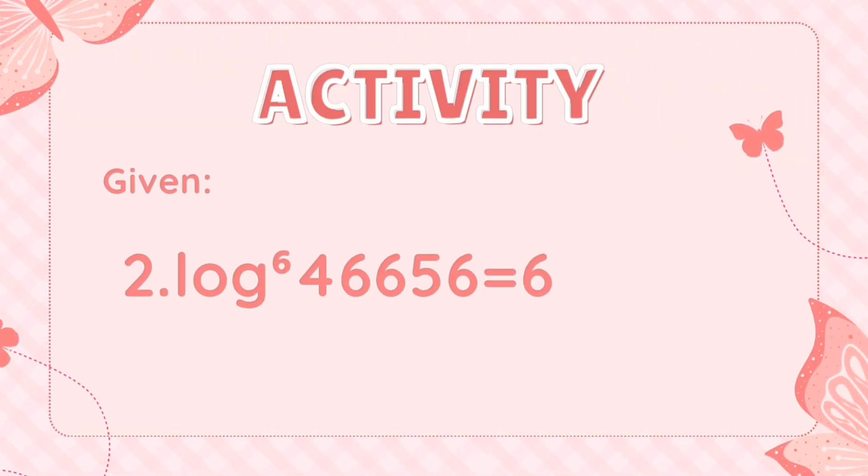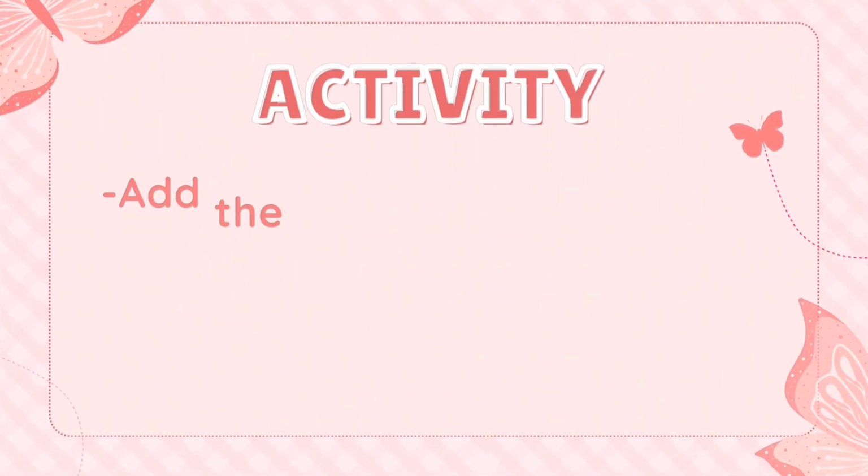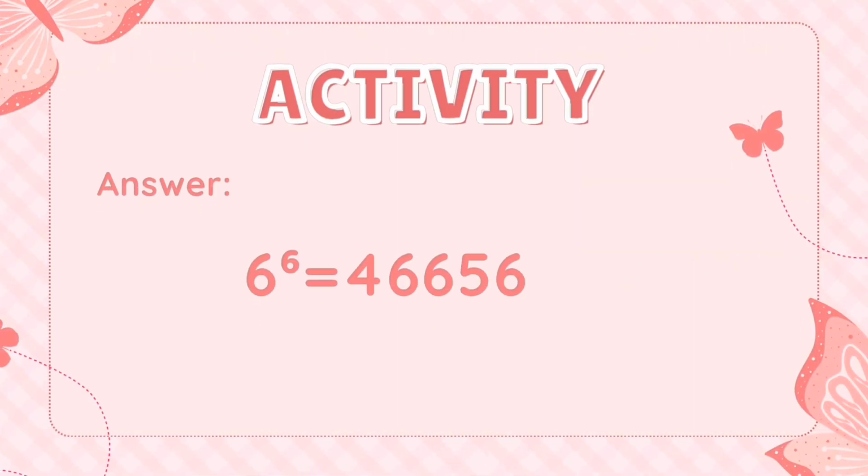Number 2. The given equation is log base 6 of 46,656 equals 6, where the base is 6, the product is 46,656, and 6 is the exponent. So here are the steps that we need to follow. Add the base 6, then add the exponent 6, put an equal sign, enter the product 46,656. The answer is 6 to the power of 6 equals 46,656.